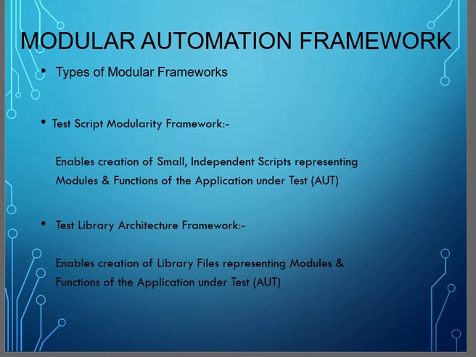Let me give you an example. In test script modularity, if a module is covered by 3 to 8 test cases, or a single digit, you can go with the test script modularity. But with the test library architecture style, you can go where there are 2 digits, meaning 15 to 20 test cases which cover a single module. So I will go with the library option.